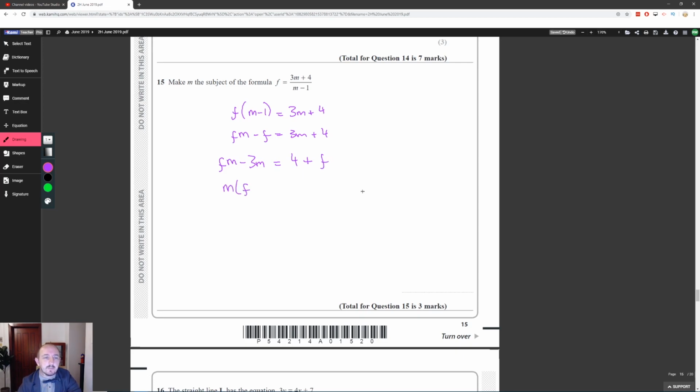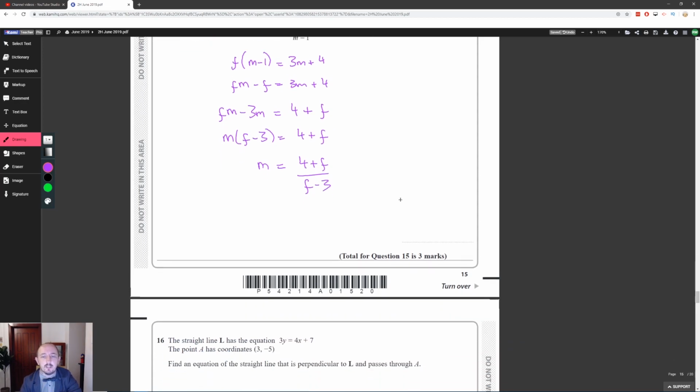Factor the m, and then we're going to divide through by that bracket to make m the subject. So 4 plus f over f minus 3. There'll be a couple of alternatives there depending on which side you put the m.